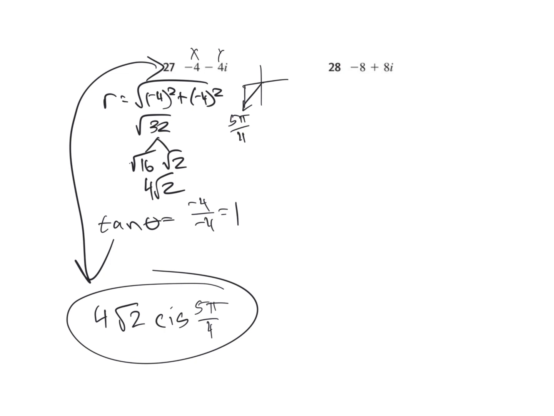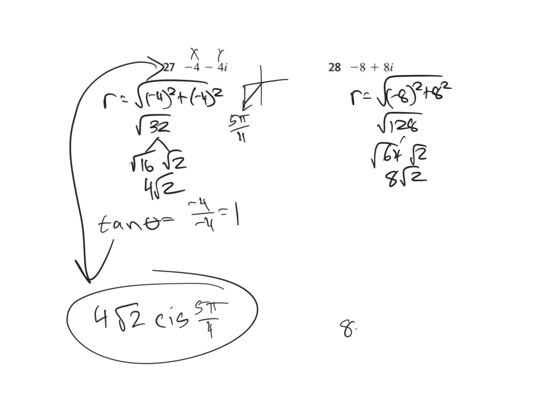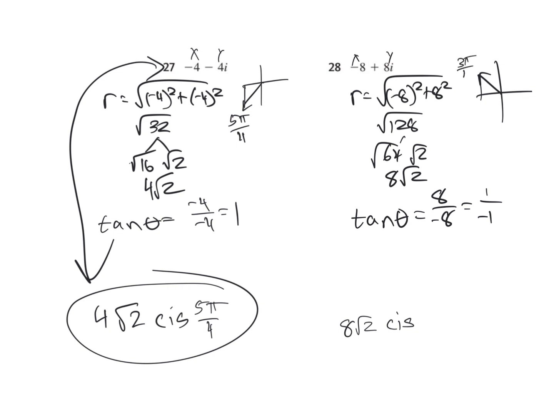All right, so 28 looks the same, but not quite. Negative 8 squared plus 8 squared. So 64 and 64 is 128, or 64 times 2, or 8 square root of 2. So that's your r, 8 square root of 2, cis. Now let's figure out the theta. Positive 8 over negative 8, so this is negative 1. All right, so where are we? X is negative, y is positive. So we're in the second quadrant at 45-degree reference, so that's 3 pi over 4.